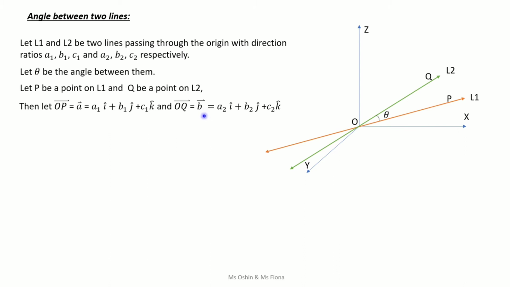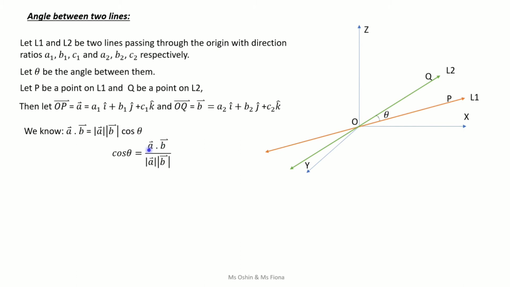Now we know that the dot product of two vectors, vector A dot vector B, is given by magnitude of vector A into magnitude of vector B into cos theta. Now we have to find the value of this theta. So rearranging this, we get cos theta is equal to vector A dot vector B divided by magnitude of vector A into magnitude of vector B.